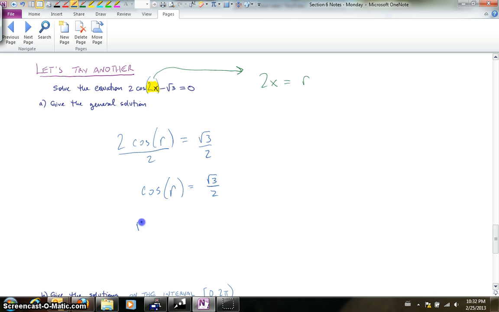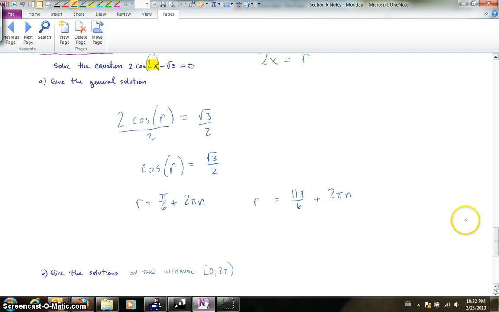I know that means r should equal pi over 6 plus 2 pi n, or r could equal 11 pi over 6 plus 2 pi n. Pi over 6 and 11 pi over 6 are the two angles that have cosines equal to radical 3 over 2. We have to add 2 pi n to demonstrate that all of their coterminal angles will still have a cosine of radical 3 over 2. So this is the general solution, but it still isn't the correct answer.